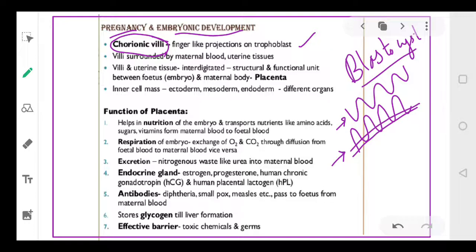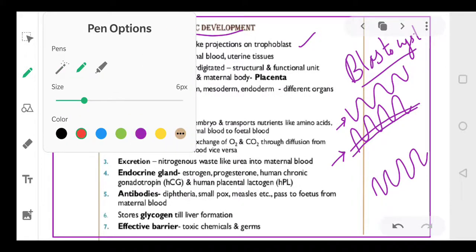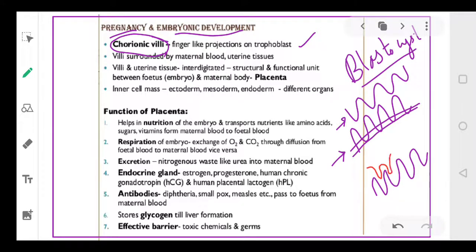While the endometrium finger like projections, we call it as villi of the uterus. So the chorionic villi and the villi of the uterus will interdigitate with each other. Theek hai, woh is tarike se ek dusre mein interdigitate ho jayenge. Let's have another color. Like this, they will interdigitate with each other and this interdigitation will result in the implantation. Theek hai, that interdigitation will result into the implantation. Right, clear?